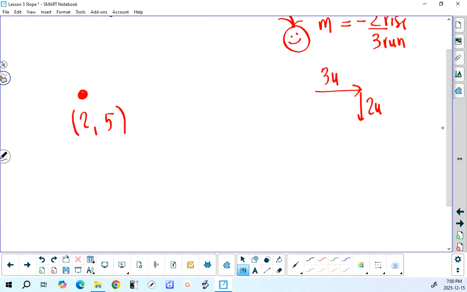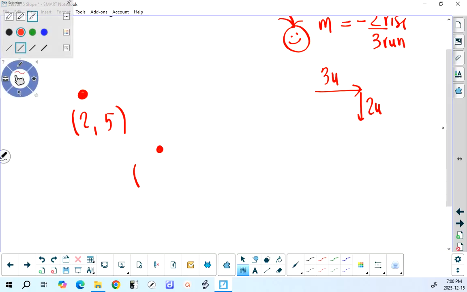Well, listen, if I move a point 3 units to the right, the x-coordinate is going to increase by 3. If I go 3 to the right and 2 down, it takes me about here. But if I went 3 to the right, this new x-coordinate is the old x-coordinate plus the 3. It becomes 5 because I've moved it 3 to the right. And if I then move it 2 down, the y-coordinate is going to lose 2. So this will become 5, 3.